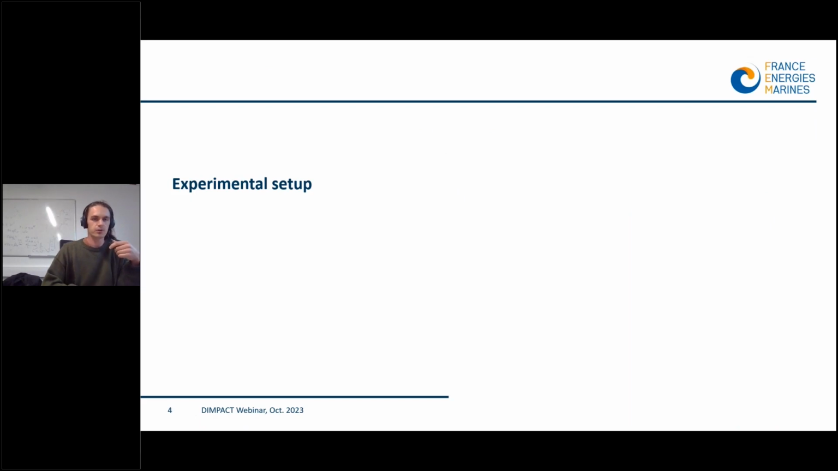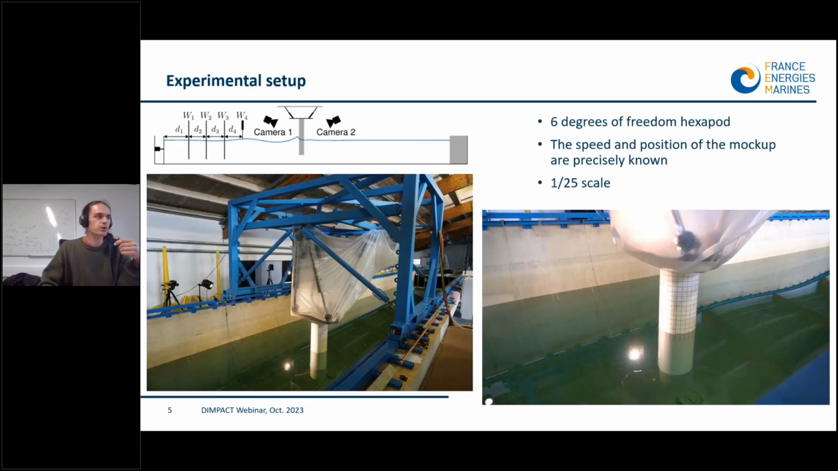So first, the experimental setup. The experiment took place at the wave flume of Ifremer. The flume is equipped with a piston-type wave generator and with an absorbing beach, and it's about 40 meters long from the piston to the beach. So here is a picture of the mock-up. It's a cylinder which is fixed on a 6 degrees of freedom motion generator that we call the hexapod, and the hexapod is fixed on a hanging frame.